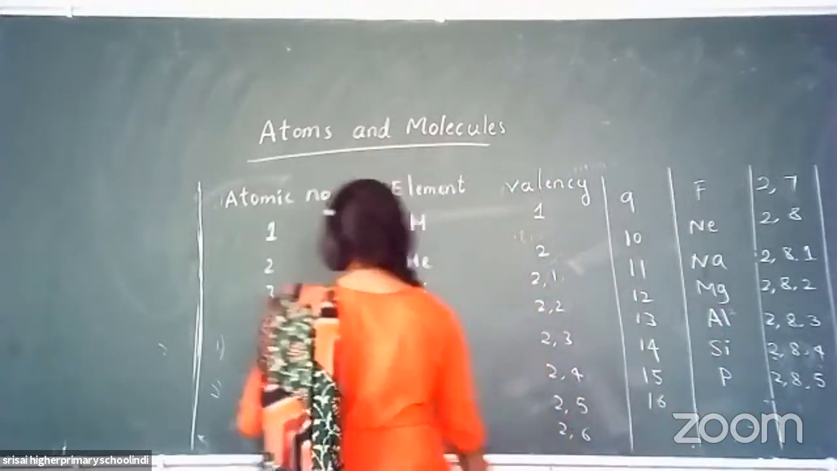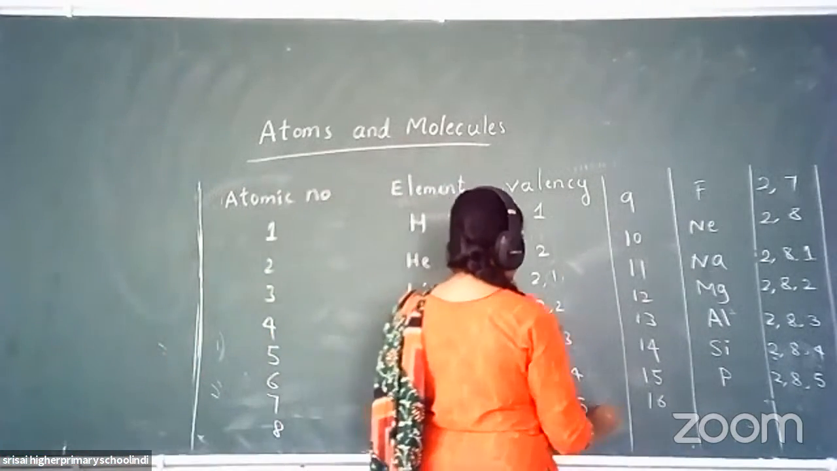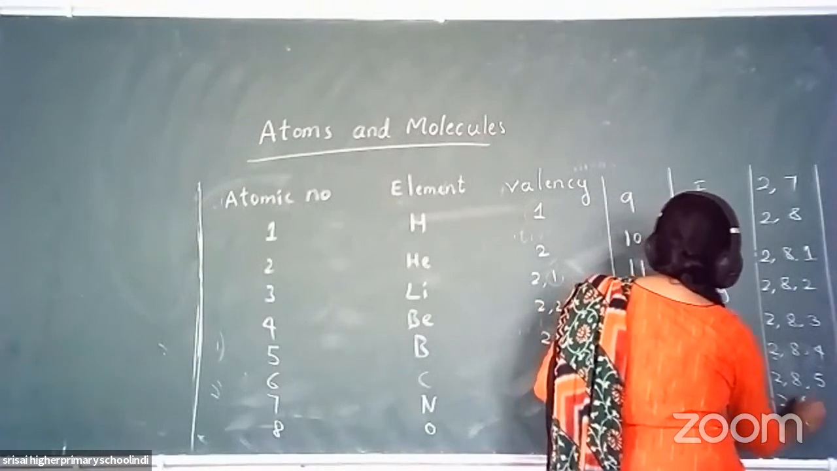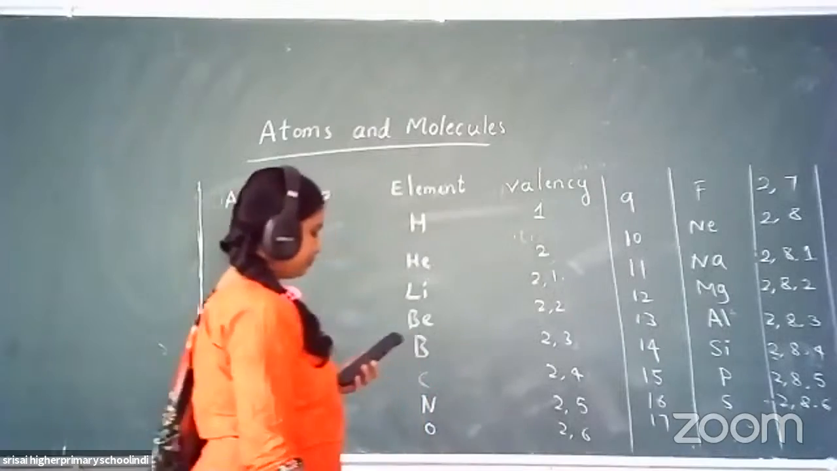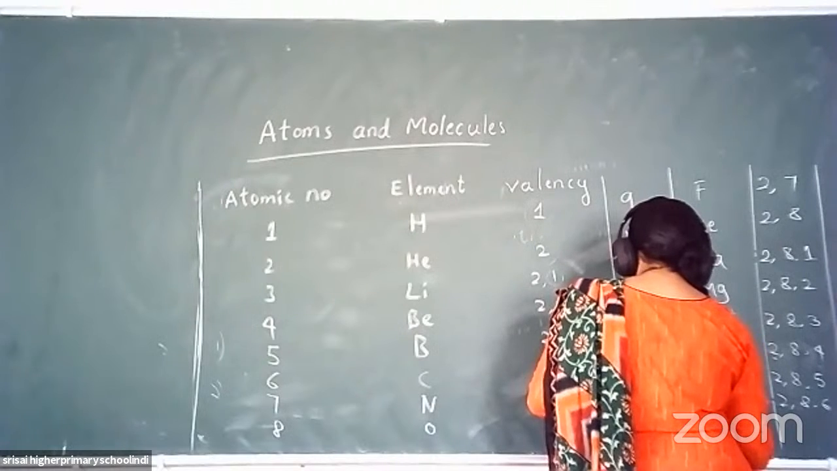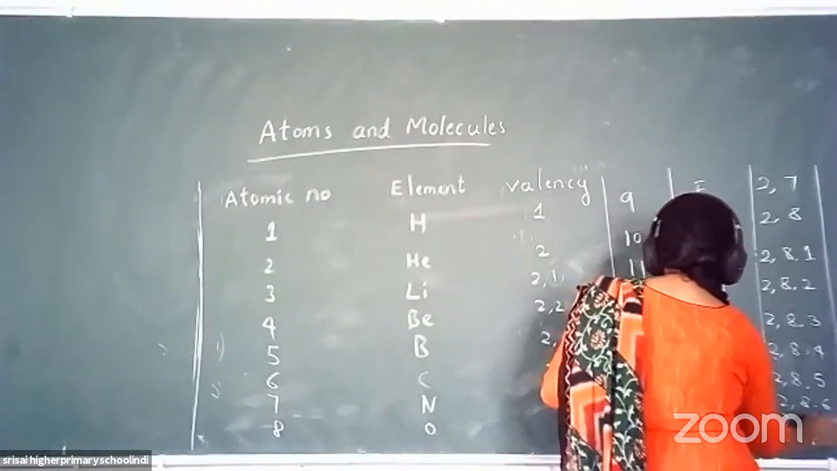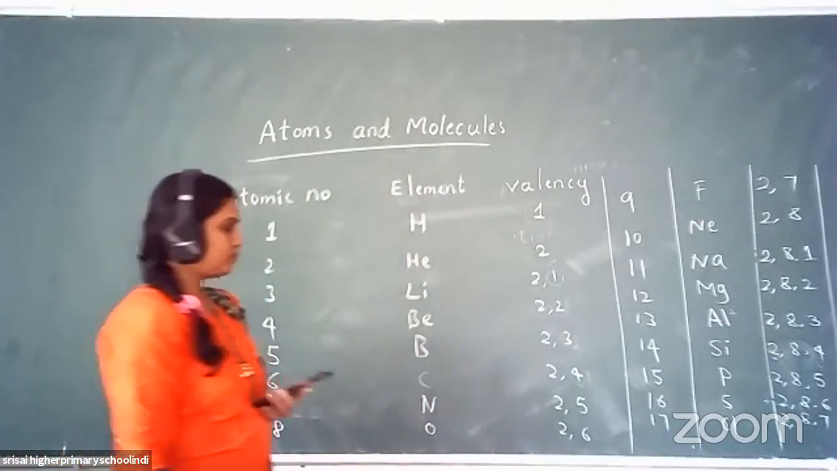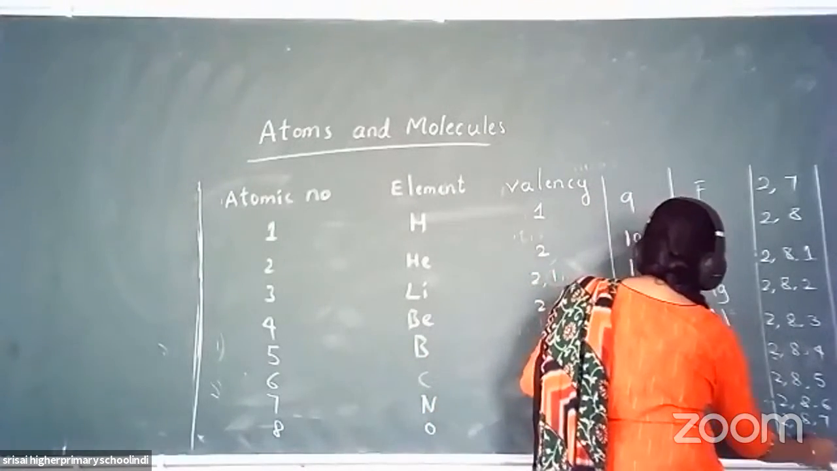16, sulfur. 16 is sulfur. Okay, 2, 8, 6. What is 17? Chlorine. 17 is chlorine. So 2, 8, 7. Then 18 is argon. So here 2, 8, 8.